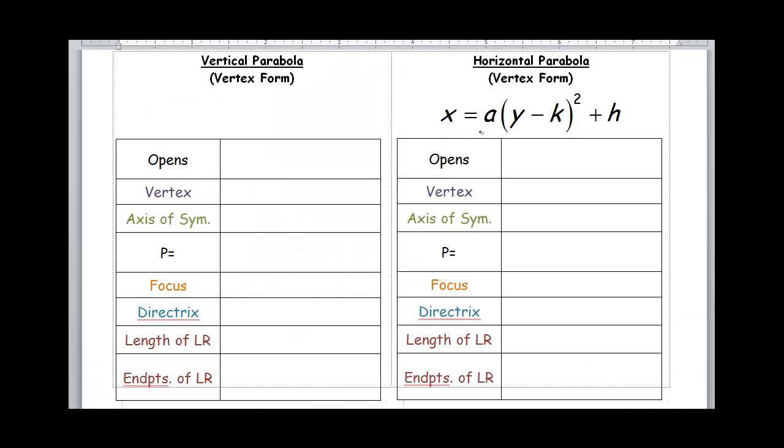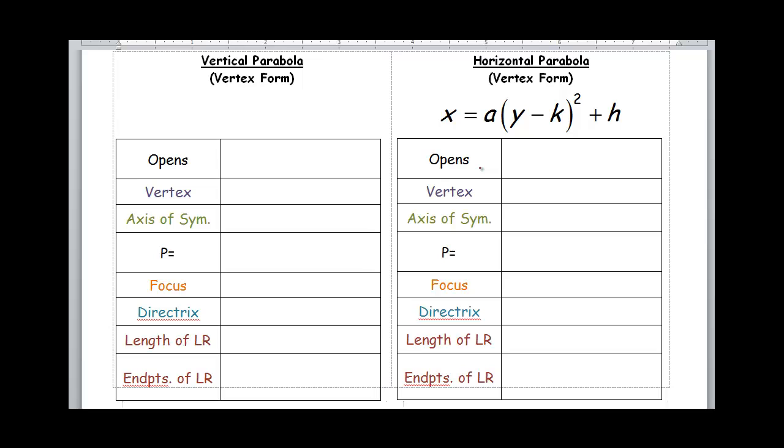So when we have a horizontal parabola in vertex form, it's going to start off x equals. After that, you're going to see some value a times the quantity y minus k squared plus h. This is all the critical information that we need to find. The direction it opens, the vertex, axis of symmetry, a value for p, which tells us how far away the focus and the directrix are from the vertex. We also need to find the focus, directrix, the length of the latus rectum, and its endpoints. We're going to do all of this while creating the graph at the same time.